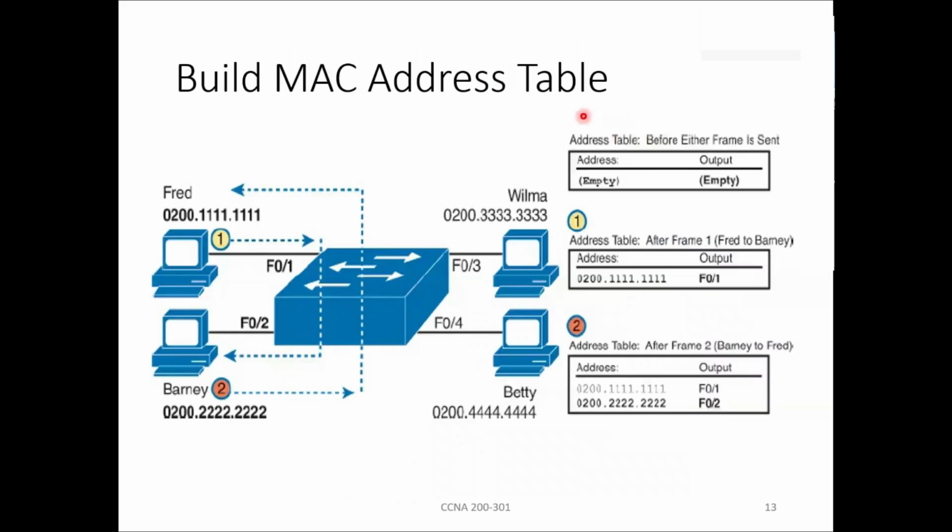Now, building the MAC address table. Initially, you see the MAC address table is empty. And when the first MAC address comes into the switch, it will keep that one. So initially the MAC address table will be empty, but slowly the switch will learn all the MAC addresses and start to build the MAC address table. Maybe 1 MAC, 2 MAC, 3 MAC, 4 MAC. In this way, it will store all the MAC address information from each of the switches.